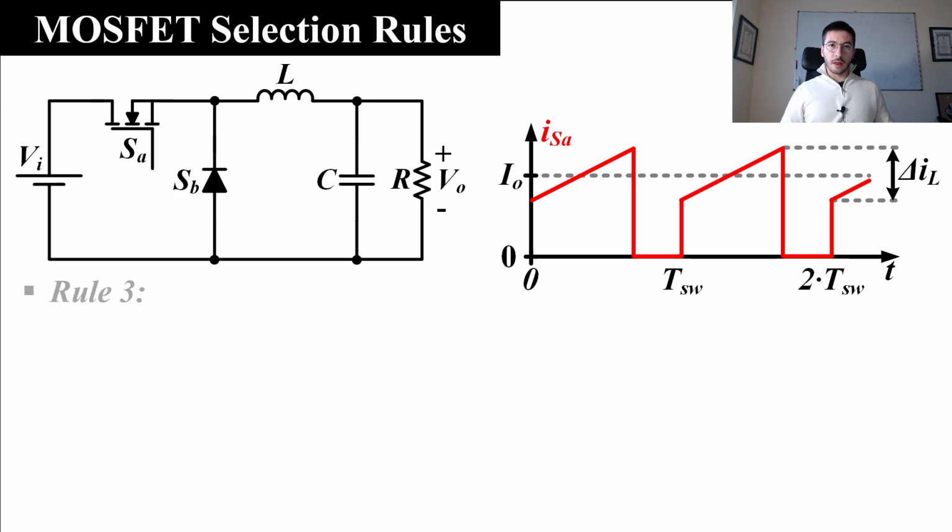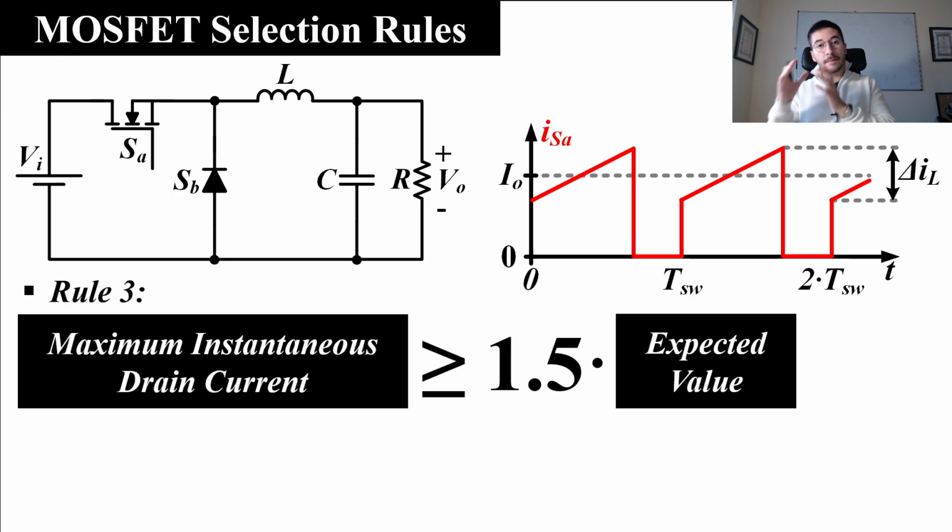Rule number 3 is also about the current through the switch. Okay, this one. But now we don't talk about the average value requirement. We talk about the instantaneous value. So the maximum instantaneous drain current must be equal or higher than 1.5 the expected value in our circuit. So the current waveform obviously is the same. And now we focus on the peaks we see in the waveform.